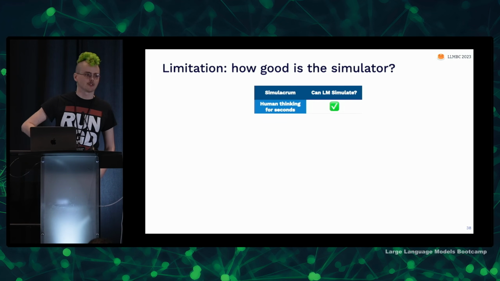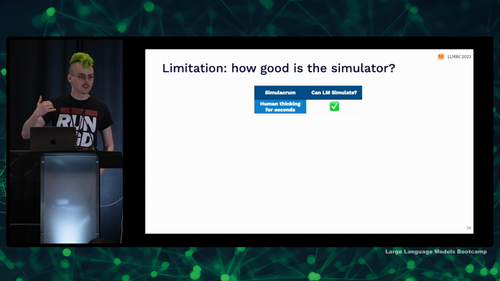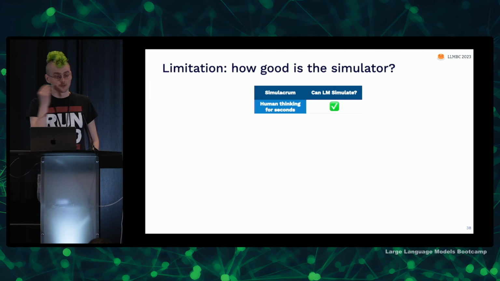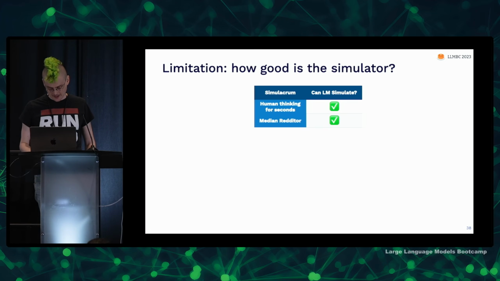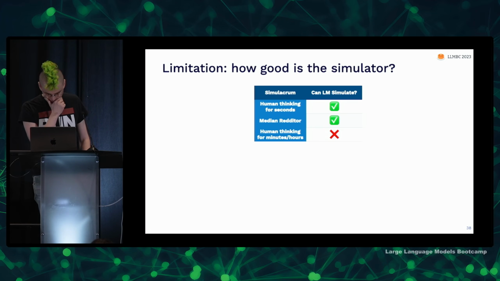So human thinking for on the order of seconds is something that you can simulate very well inside of a language model. If you want to know what people's reactions are going to be to your Twitter or Reddit post, a language model can simulate that pretty well. Maybe not the best responses, but the median responses. So the median behavior on social media is eminently simulable by language models.